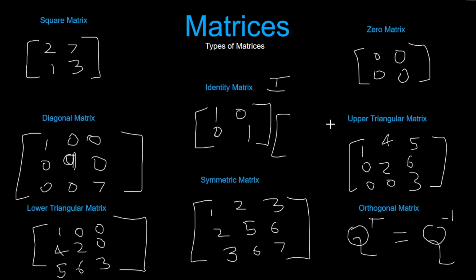So let's see a 3 by 3 identity matrix. It will have 3 rows and 3 columns, and the main diagonal elements will be 1, and the rest of the elements will be 0.